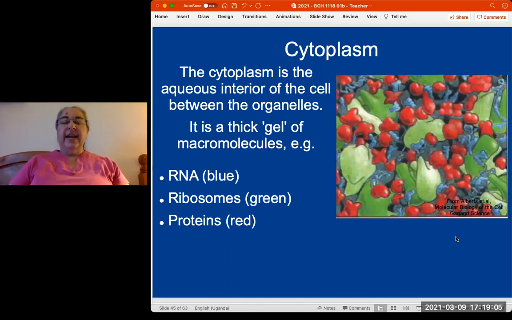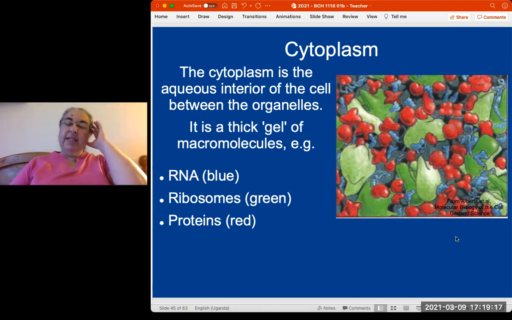So the next thing I want to talk about is the cytoplasm itself. We tend to think of the cytoplasm as just being the water, if you like, in between everything else. But actually, the cytoplasm describes everything that's packed together inside a cell. It's quite thick, a thick gel of macromolecules, big molecules. Here RNA is illustrated in blue, ribosomes in green, and proteins in red. You can see that these molecules are packed quite closely together with not much space in between. The liquid, aqueous part in between is called the cytosol. But the cytoplasm itself is quite thick because there are so many things dissolved in the aqueous part inside the cell.